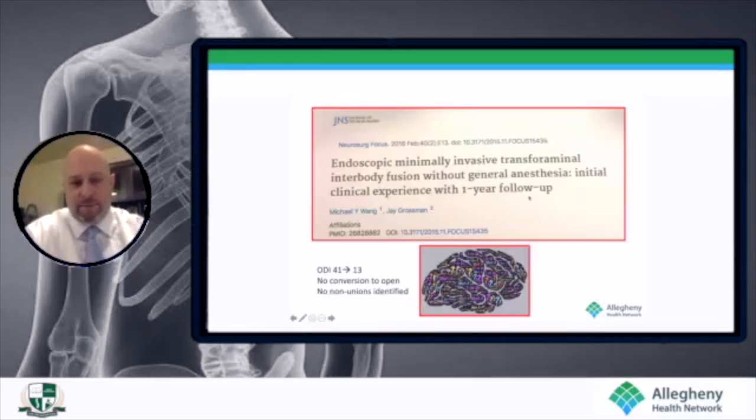Dr. Yang published on endoscopic minimally invasive TLIF without general anesthesia, with 1-year follow-up clinical results. In his series, the ODI went from 41 to 13, good improvement. He had no conversions to open among his cases. He was able to decompress these people endoscopically and then do percutaneous instrumentation. At 1 year radiographically, he said he had no non-unions identified. So you can get reasonable clinical results at 1 year with Exparel being a part of your armamentarium.